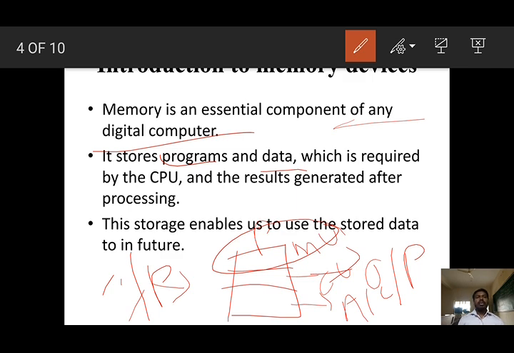For example, if the CPU, which means a processor, wants to process one application, we need some instructions. The instructions are already stored in the memory unit, so the CPU will take them and start executing, and the results generated after processing will be stored in the computer.